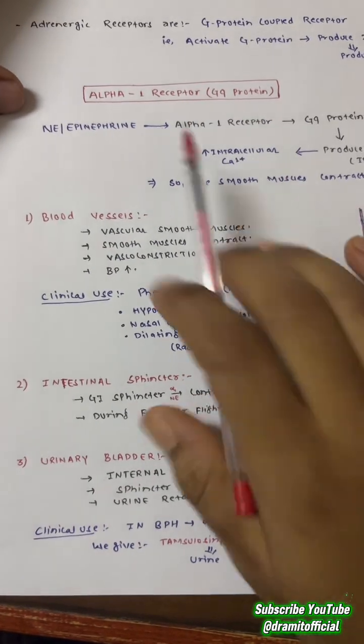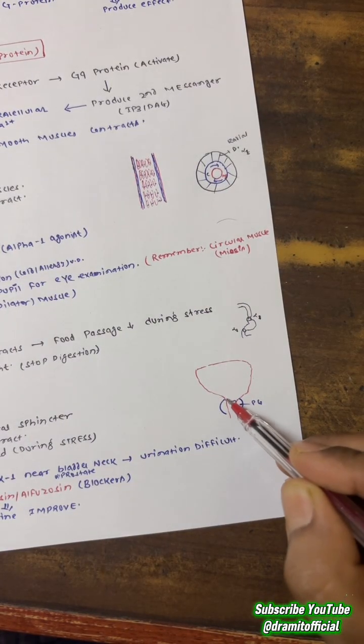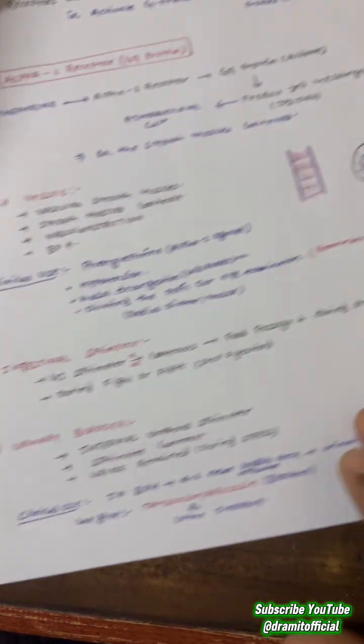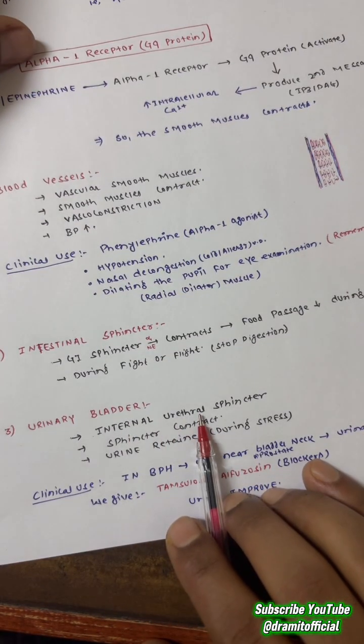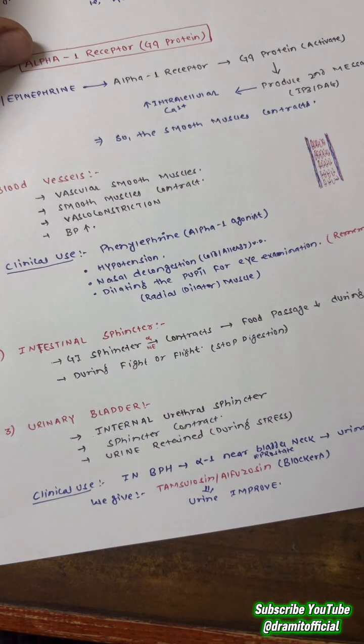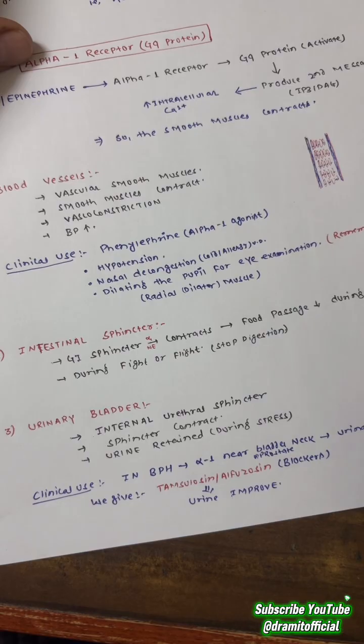Now let's see how alpha 1 receptor works on the urinary bladder. Suppose this is our urinary bladder, and here is the prostate, and there are sphincters in the bladder. In the internal urinary sphincter, the urethral sphincter, there is alpha 1 receptor, so it contracts the sphincter. Okay, and urine is retained during the stress. Whenever there are stressful conditions, it is not important to pass urine.